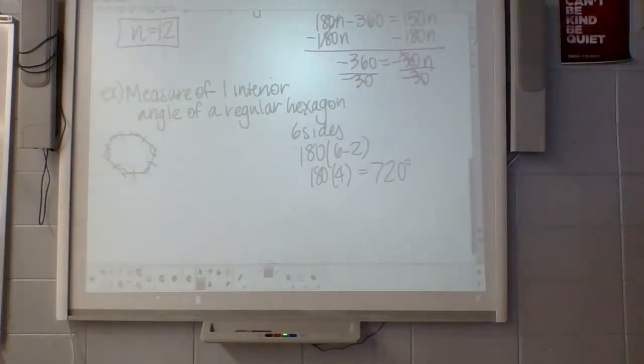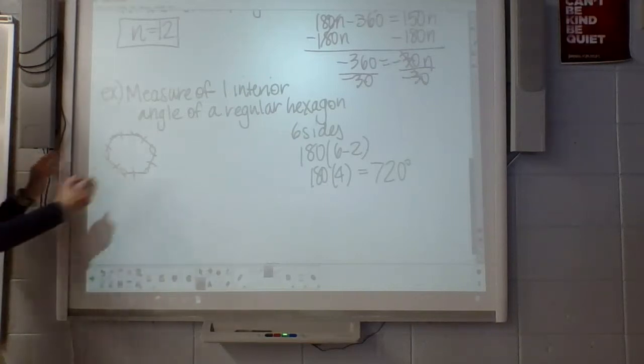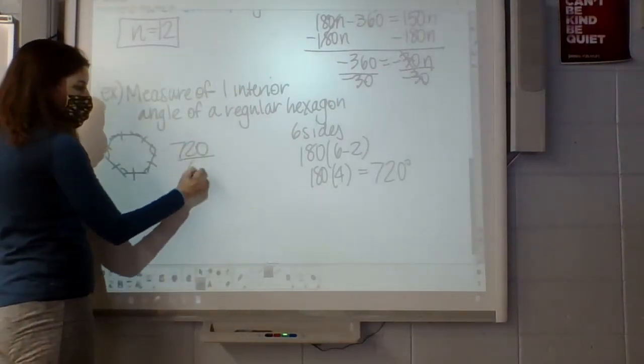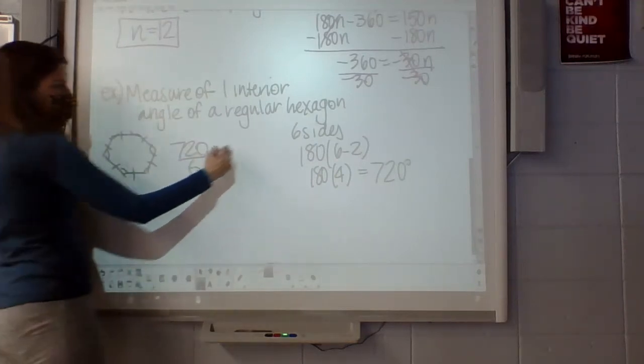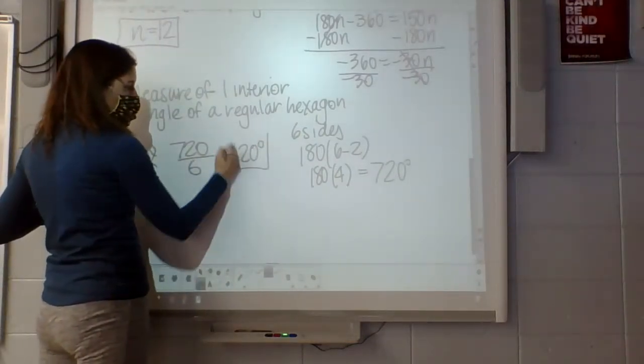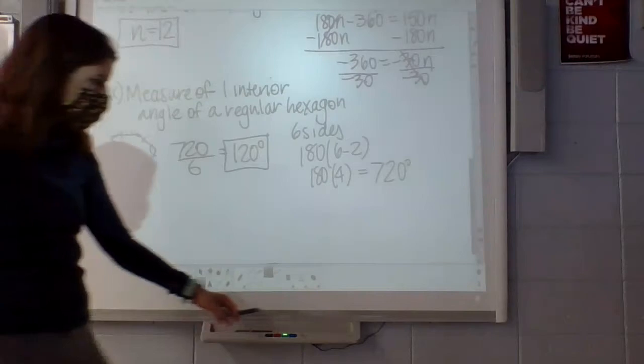So what would the measure of one of them be? Yeah, you're going to divide it by 6 because we know there's 6 of them and they're all supposed to be equal. So if all of them add to 720, just one of them, we're going to take 720 and divide it by 6, which gives us 120. So each of the interior angles would be 120 degrees. Okay? So grab your boards again. We'll practice this a little bit.